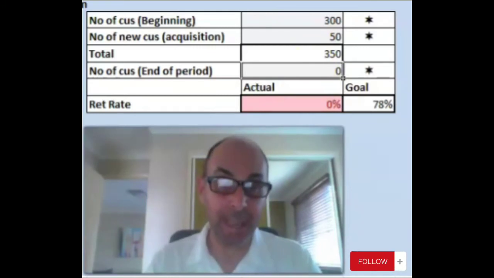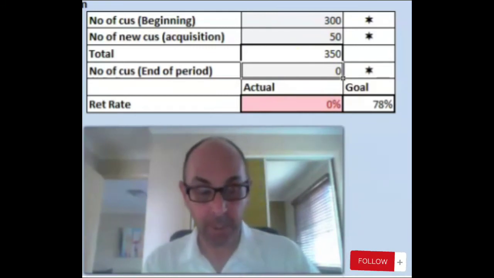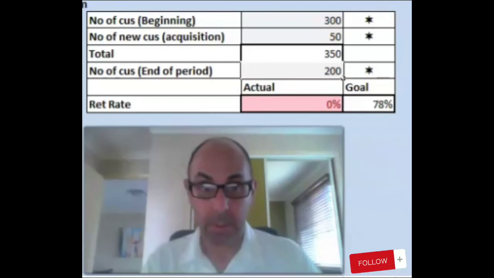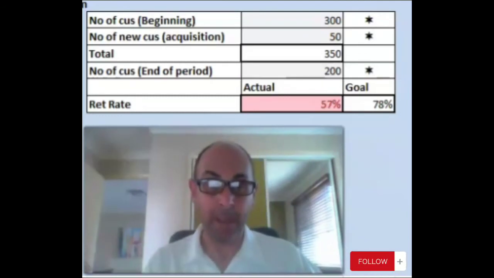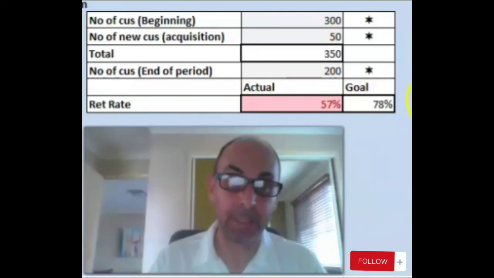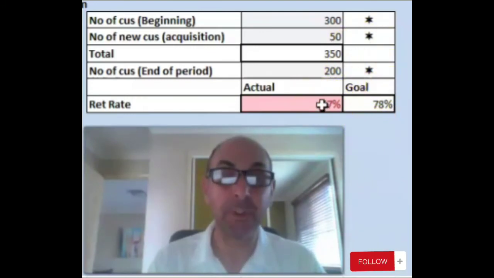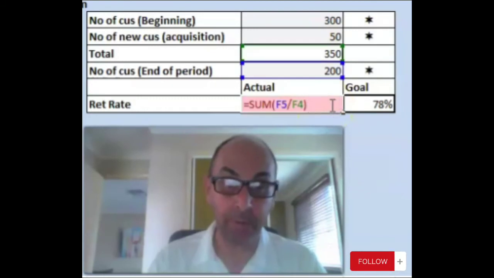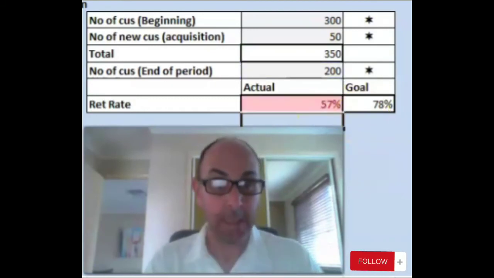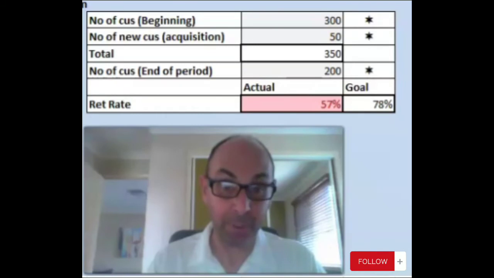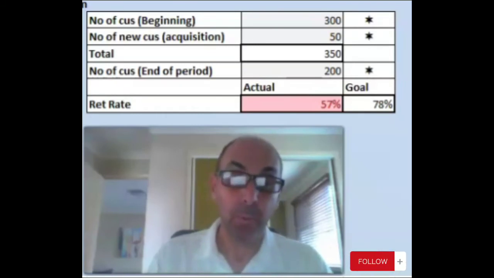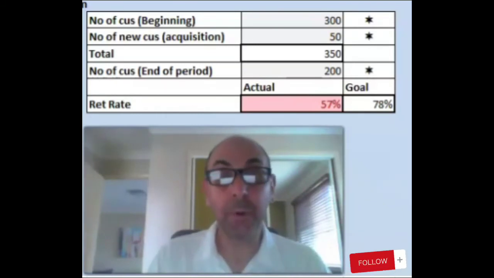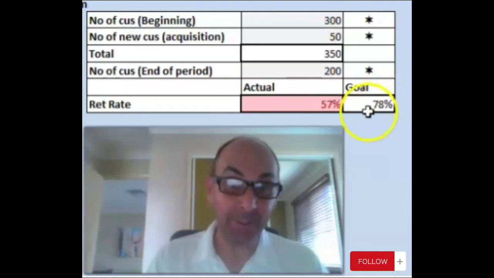So let's say at the end of that timeline, we have 200 clients. Okay, so essentially we have a retention rate of 57%, which is the difference between 200 and 350. So I've just done that simple formula there. It's very basic to come up with that percentage. So what we're doing is we're firstly benchmarking that against our goal.